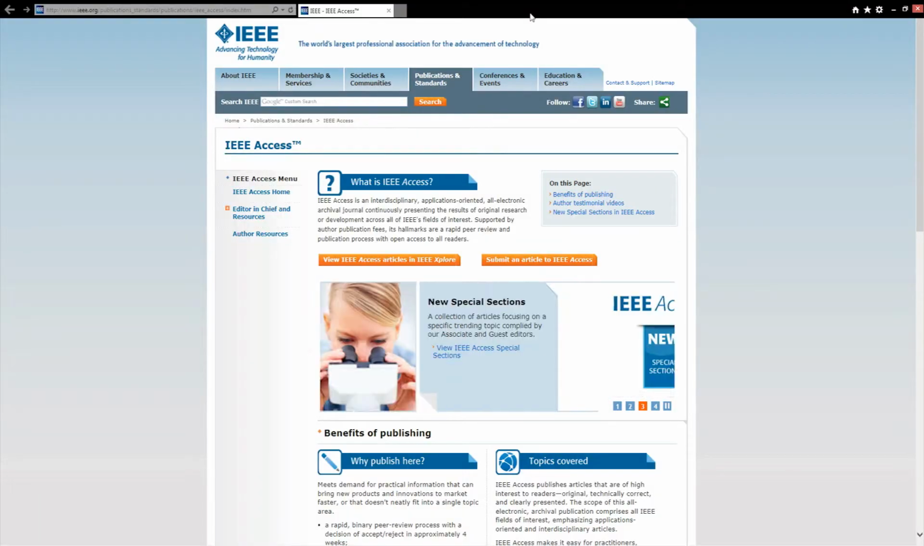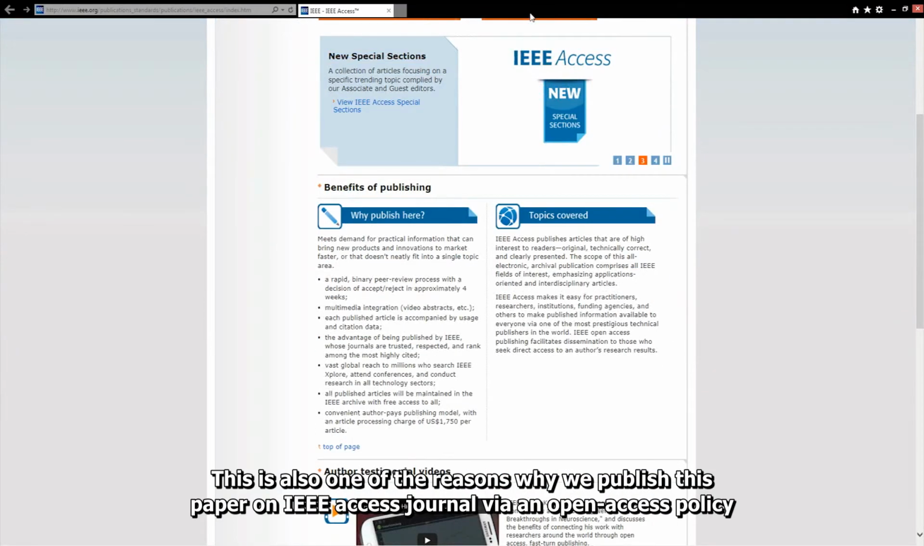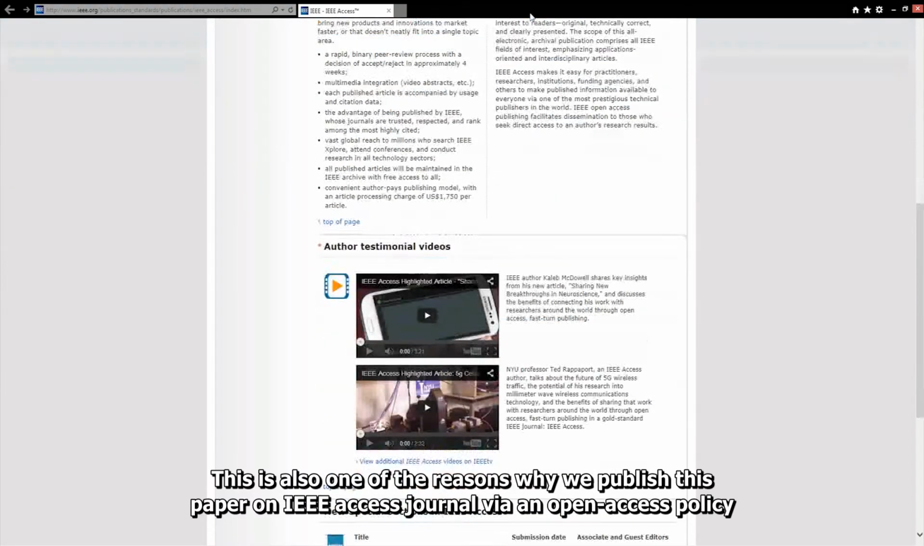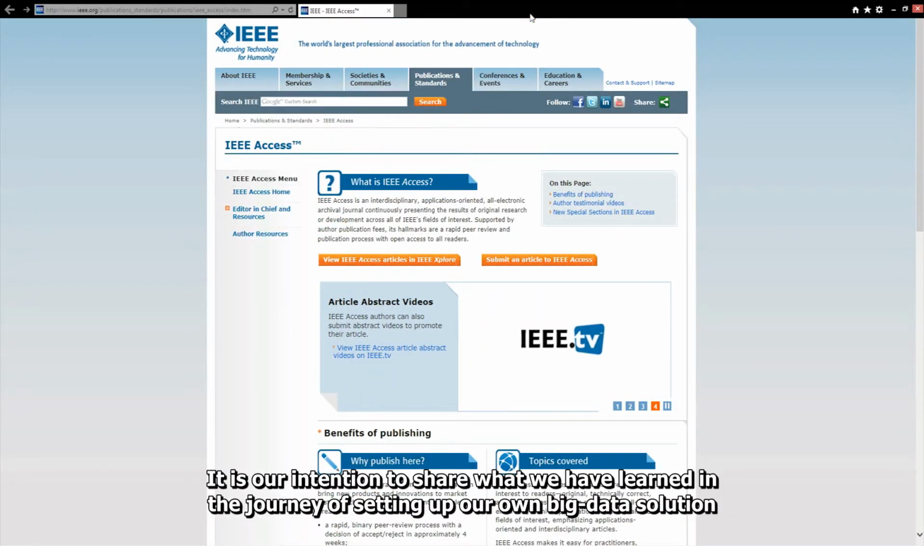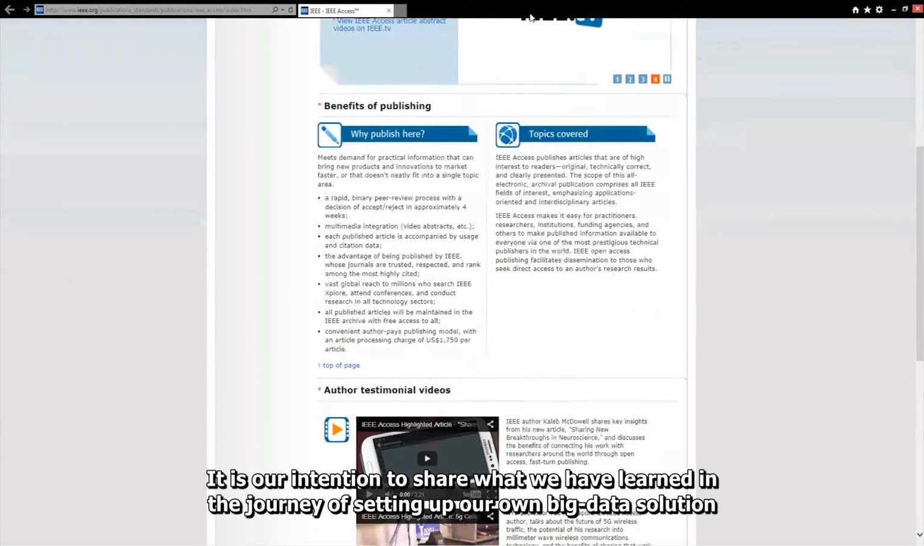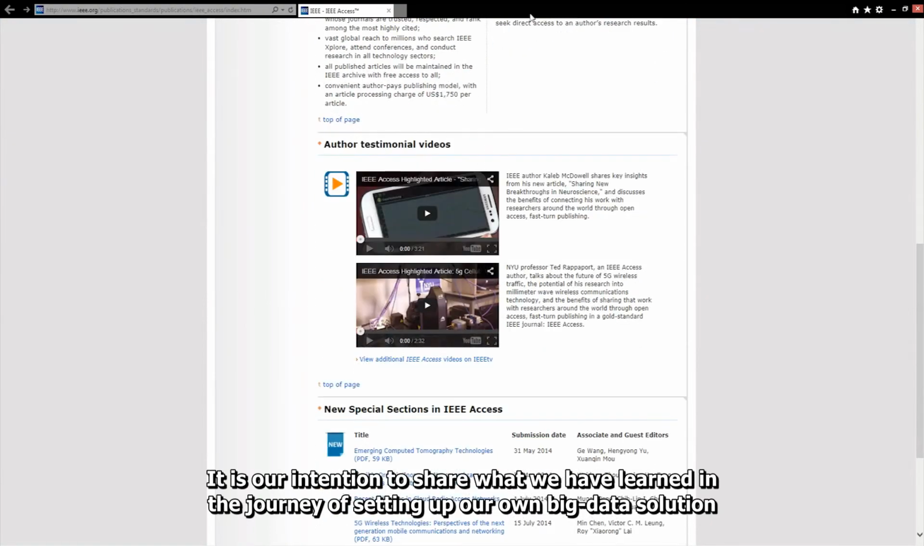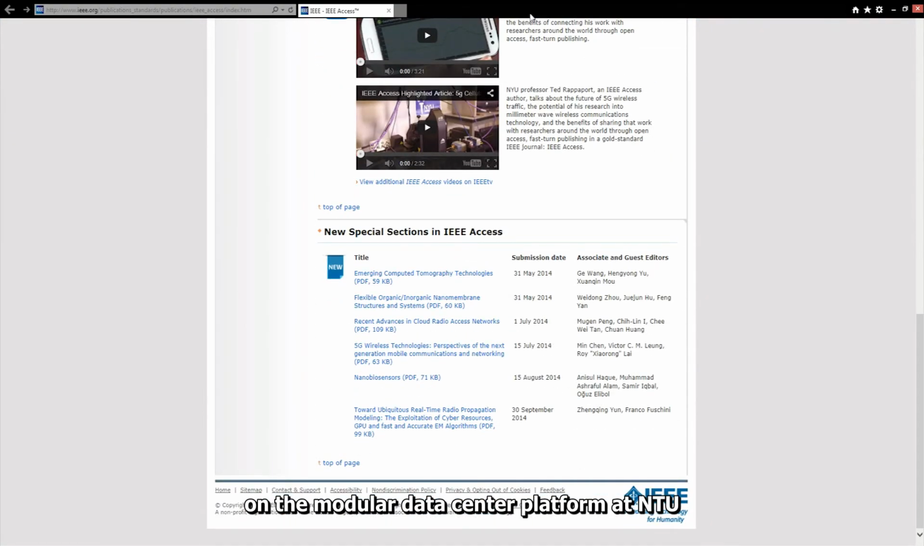It is also one of the reasons why we published this paper on IEEE Access Journal via an open access policy. It is our intention to share what we have learned in the journey of setting up our own big data solution on the modular data center platform at NTU.